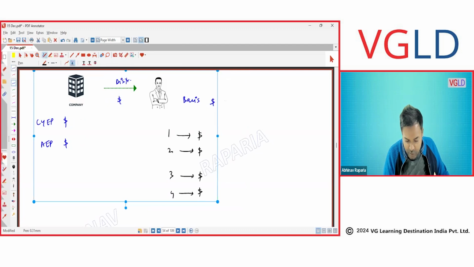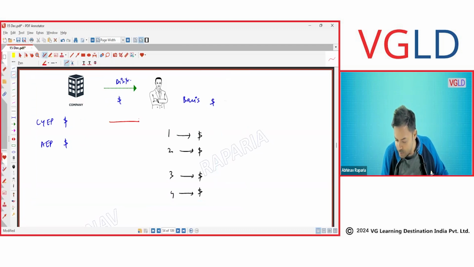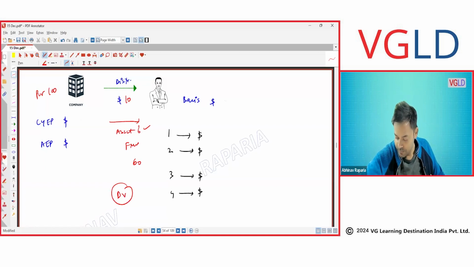If the company is making the distribution, is it possible the company is giving assets also in the distribution? Just now I have done with you. You can do that. Let's say the company is giving an asset for which the purchase price is $100 and the fair market value is $60. The company is also giving cash of $10. How much is my distribution value, guys? Correct. Distribution value here is this plus this, $70. Brilliant.